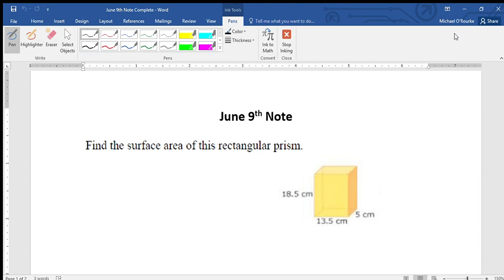Today we are going to look at surface area. We did this at the very first of the year, but I just want to make sure we touch on it again. So today might be a pretty easy peasy route to go.